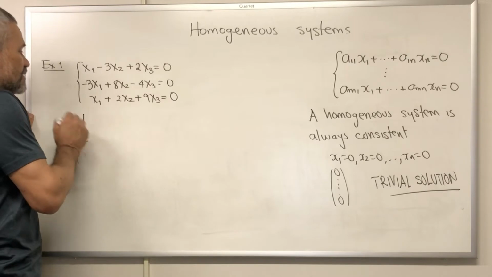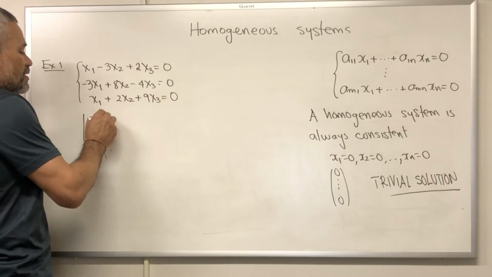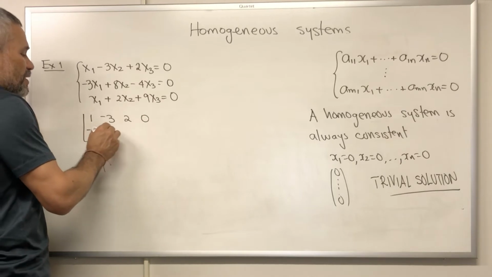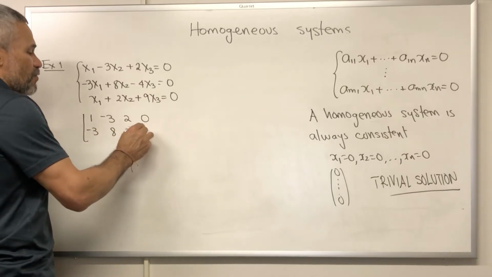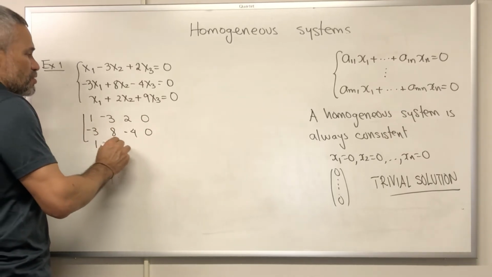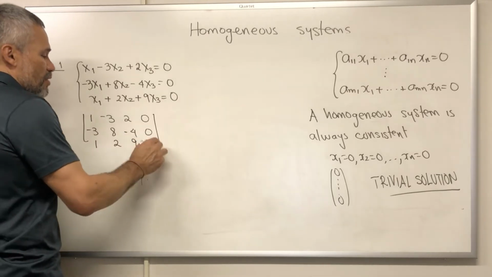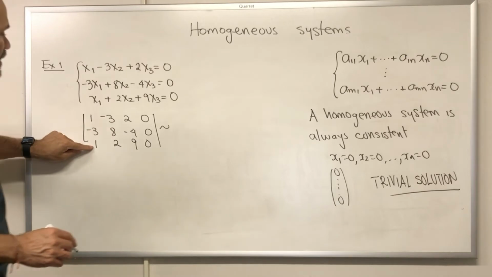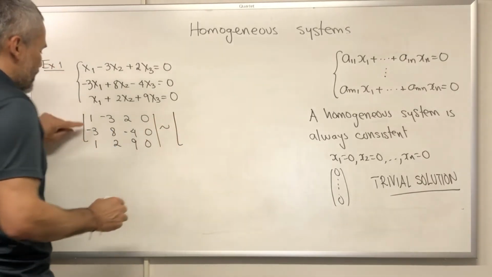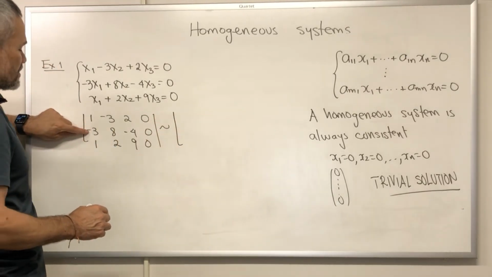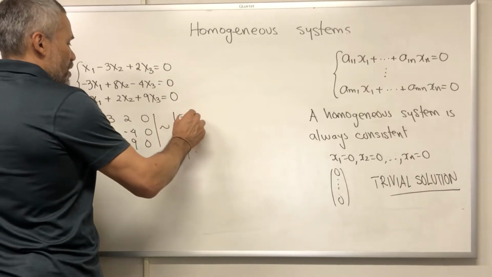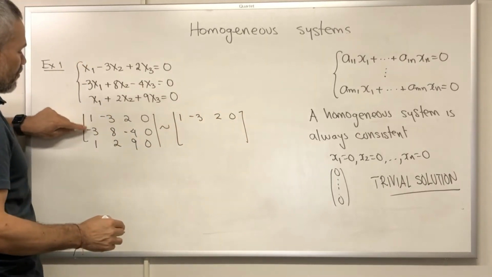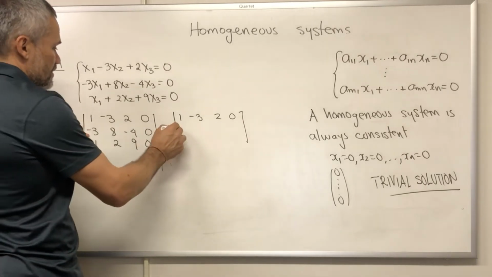The augmented matrix, in this case, is the matrix 1, negative 3, 2, 0, negative 3, 8, negative 4, 0, 1, 2, 9, and 0. Let's use this 1 to put 0 here and here. Then I'm going to multiply row 1 by 3 and add it to the second one. The first row, I'm going to keep the same.